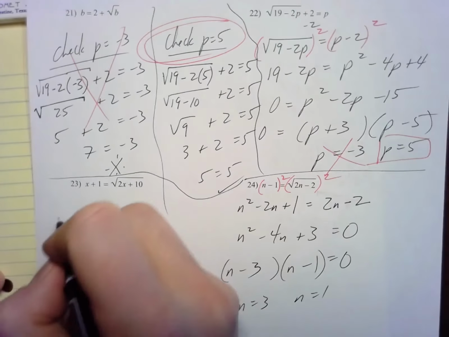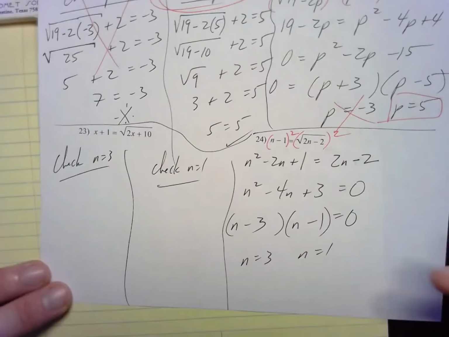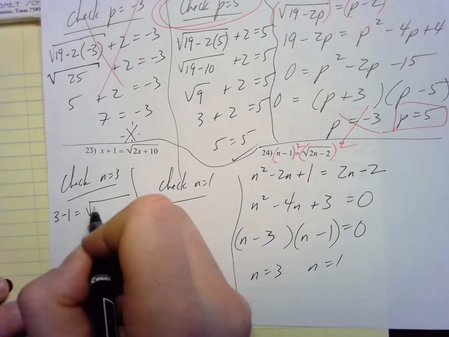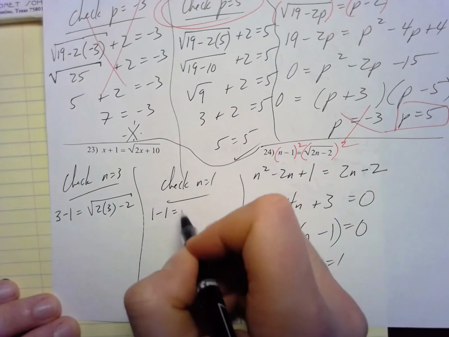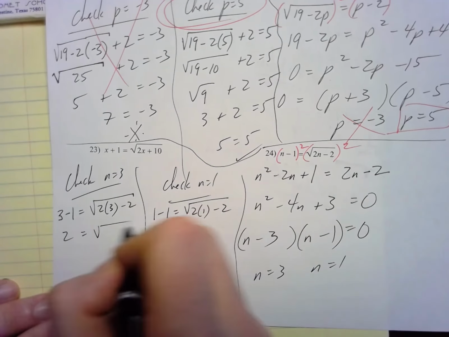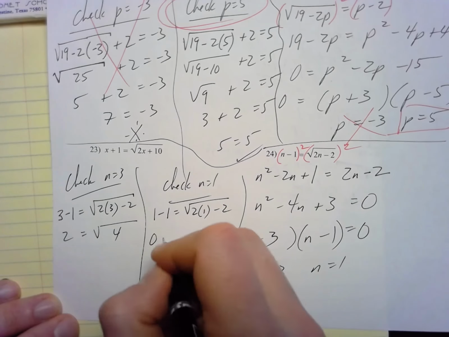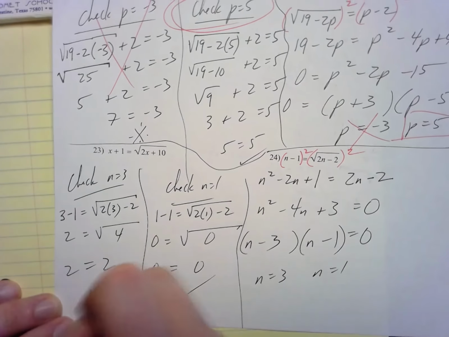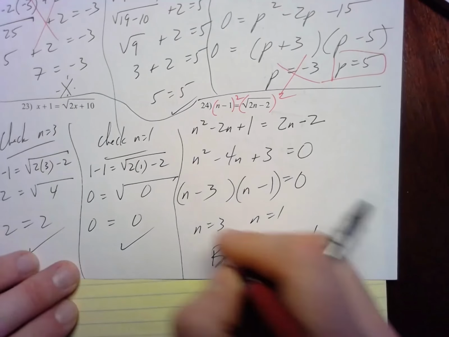So let's check n equals 3 and check n equals 1. So n minus 1 equals root of 2n minus 2, and n equals 1, so 1 minus 1 equals root of 2n minus 2. So that's 2 square root of 6 minus 2 is 4, 0, and that's 0, 0 equals 0, and 2 equals 2. They both work. So they both are good. Neither are extraneous.